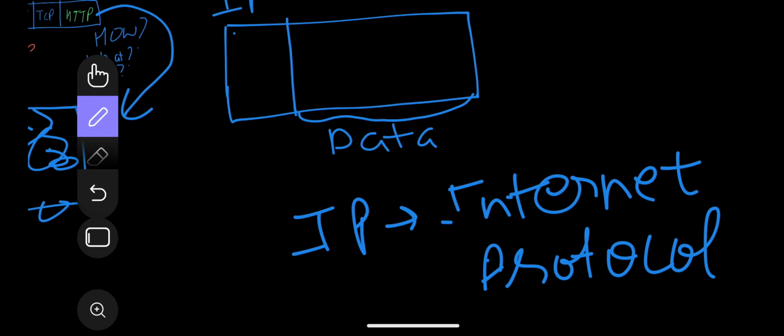Now you must be thinking, why is it being used? As I told you in the beginning, we need a set of protocols, so that according to these rules and regulations, data would be sent and everything will happen according to these instructions. That is the reason we use IP.